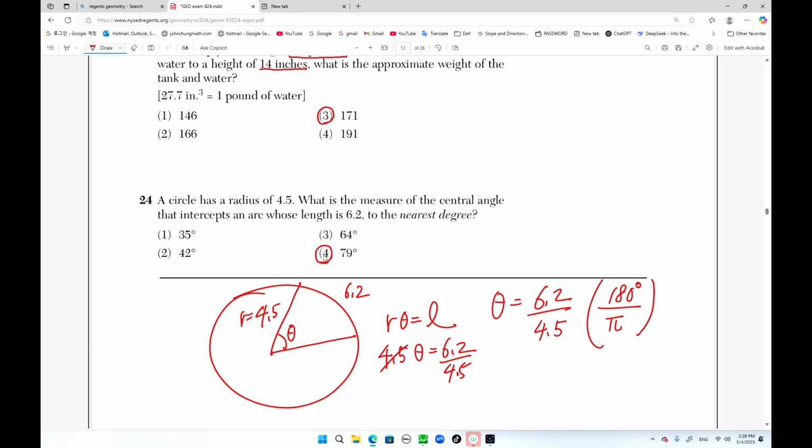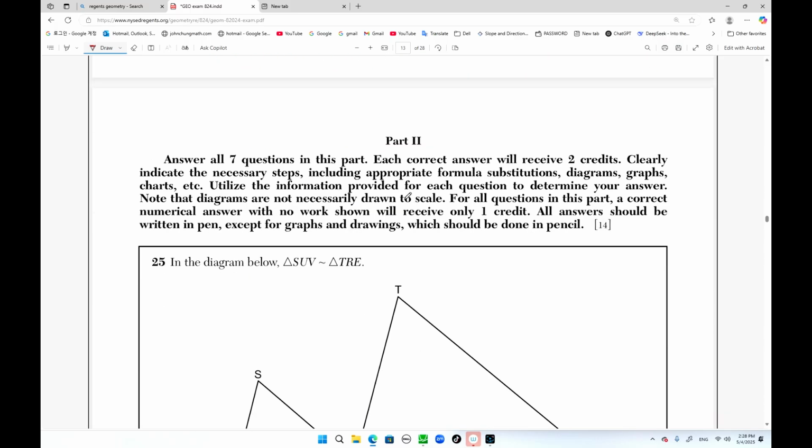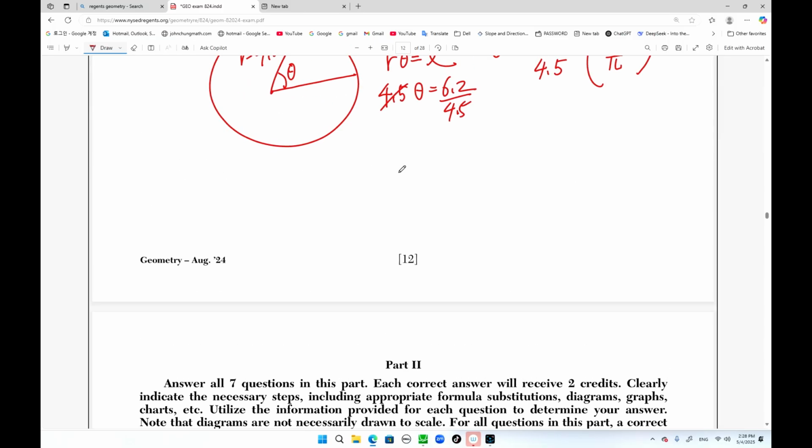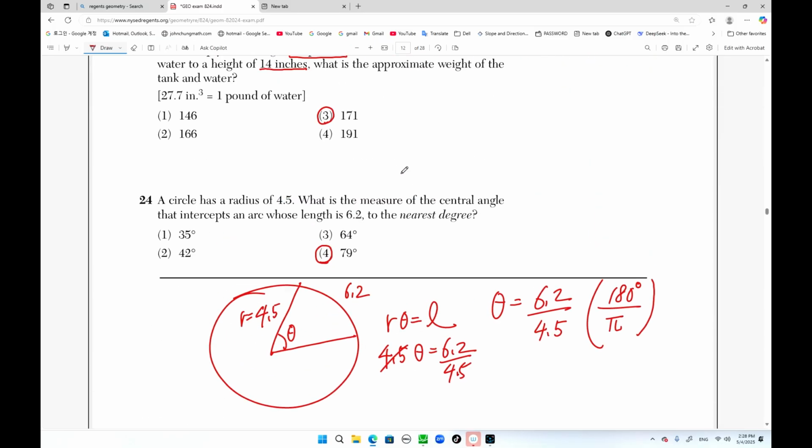Okay, we finished all of number 24, right? I saw some questions for the next part, okay? That is non-multiple choice in the New York NYSED. You can find this, okay? I don't have to solve this one, okay? Only multiple choice, I couldn't find the answer key, okay?